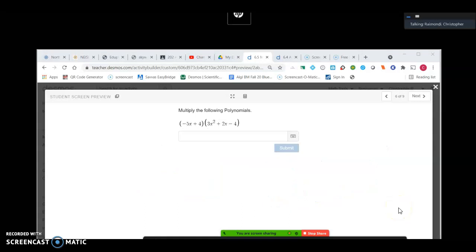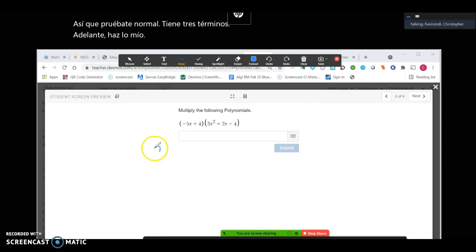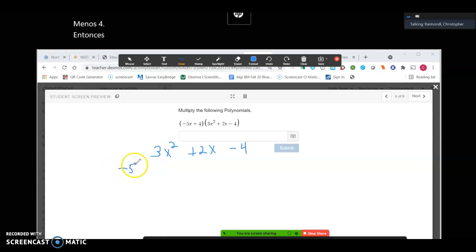Okay, now the next example is going to be slide 6. I'm going to be multiplying a binomial and a trinomial. So a trinomial's got 3 terms. So I'm going to go ahead and do my (3x squared plus 2x minus 4). Then here I got negative 5x plus 4.